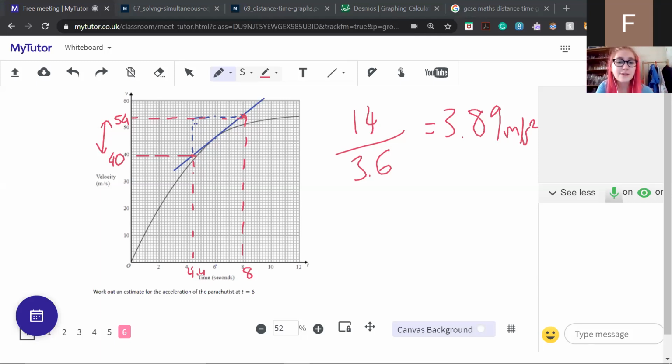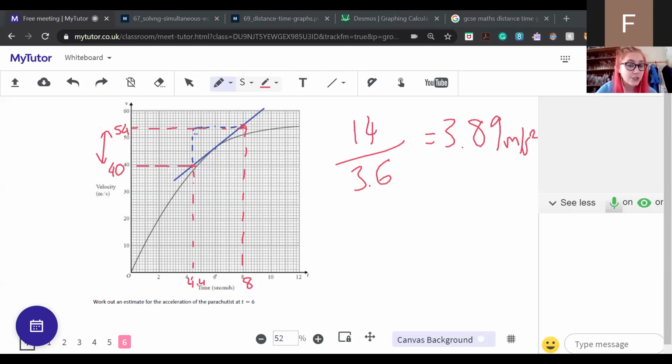Someone said, do you not differentiate to find the gradient of a curve? Yes, that's a further maths term, I think. I can't remember when exactly you learn differentiation, but that's basically a way of exactly finding out this rather than a tangent. But you can only do that if you know the equation of the curve. And here we don't, we just have it drawn. So we actually have to use the tangent rule.